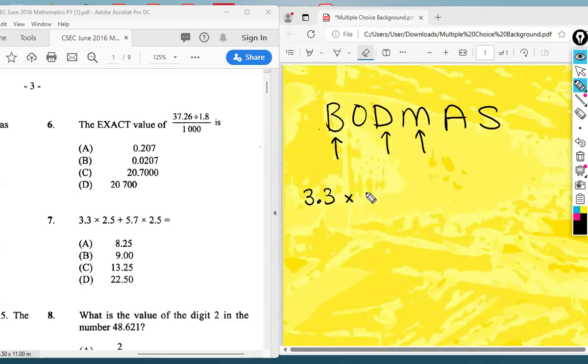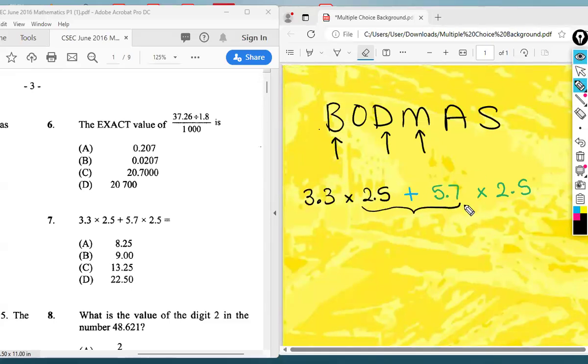3.3 multiplied by 2.5. I'm going to use a different color here on purpose. Plus, and let me use a different color here, 5.7 multiplied by 2.5. Here's what a lot of people did, and the examiner expected this mistake. Your brain will say, hey, we have a little addition in the middle here.